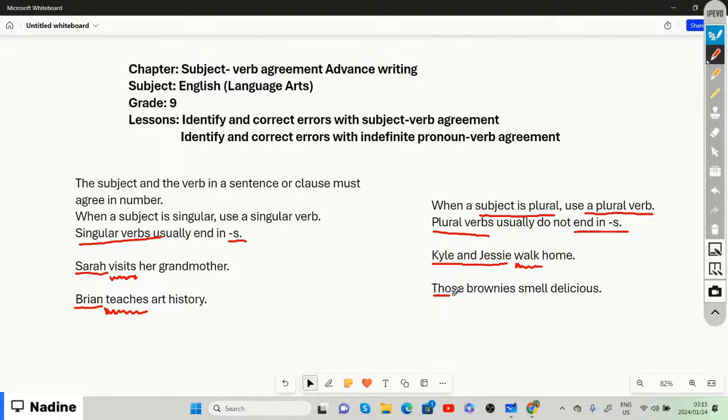Those brownies, right? So those brownies, meaning that we're talking about more than one brownie. So those brownies smell delicious. The word smell, as you can see, does not end in an S.